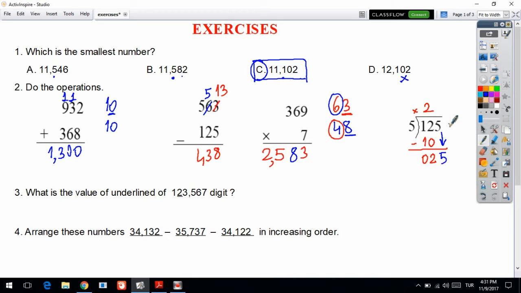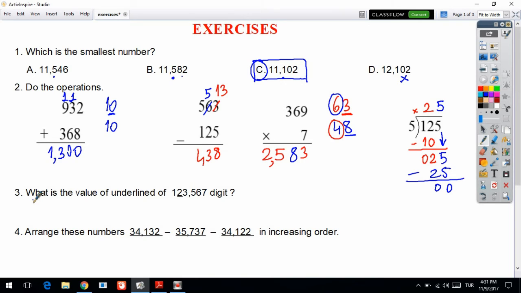When you bring your number down, you have to ask how many 5s we have in 25. 5. I multiply 5 by 5, which is equal to 25. Let's subtract them. 25 minus 25, or 5 minus 5, is 0. 2 minus 2 is equal to 0. Your answer must be 25. This shows you the quotient.